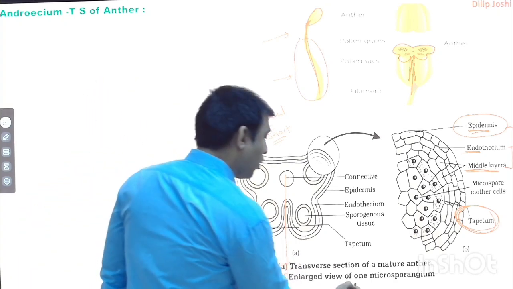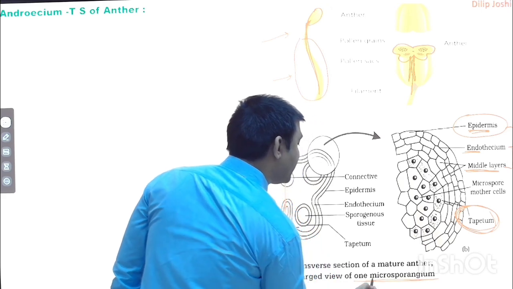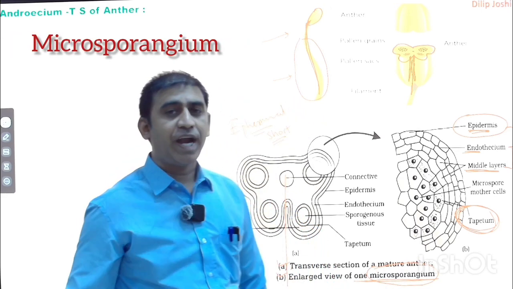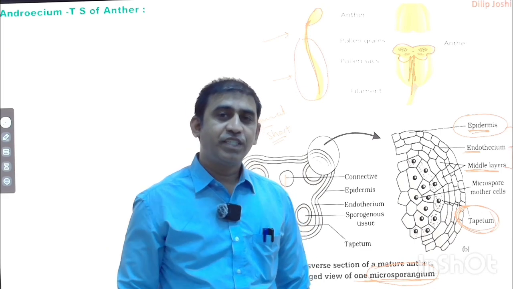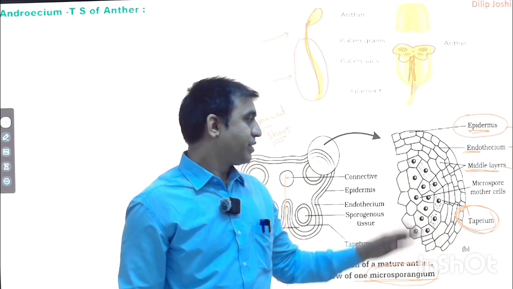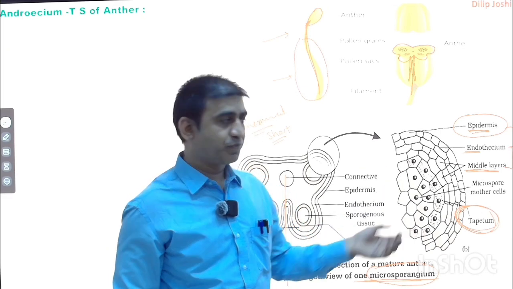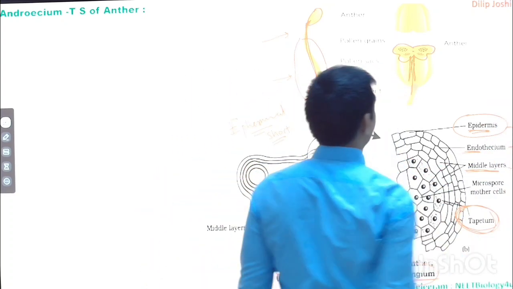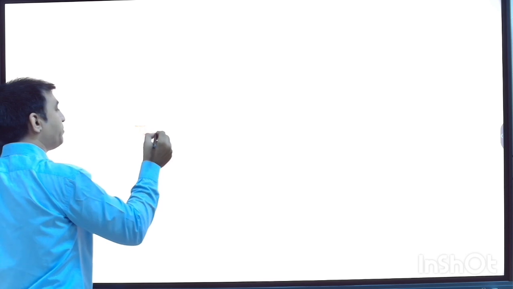Then the enlarged view of one microsporangium. The name is given here, microsporangium. Micro means small, spora means spore, and angium means bag. This is called microsporangium because it contains the microspores. That's why the name microsporangium is given. Now see the structure of this tapetum.